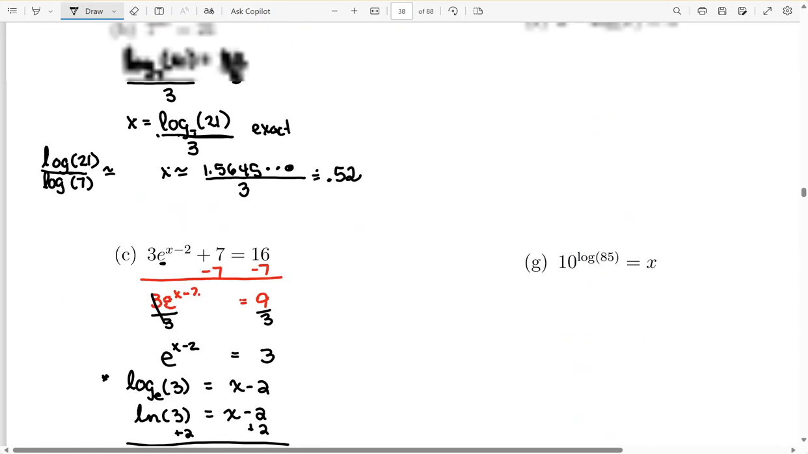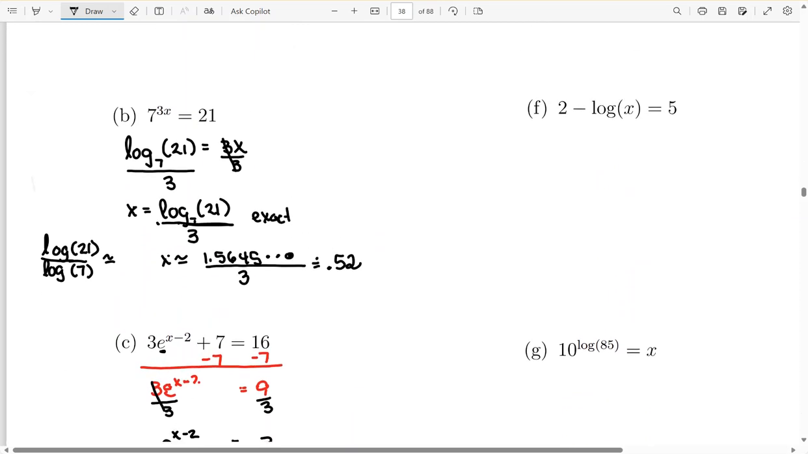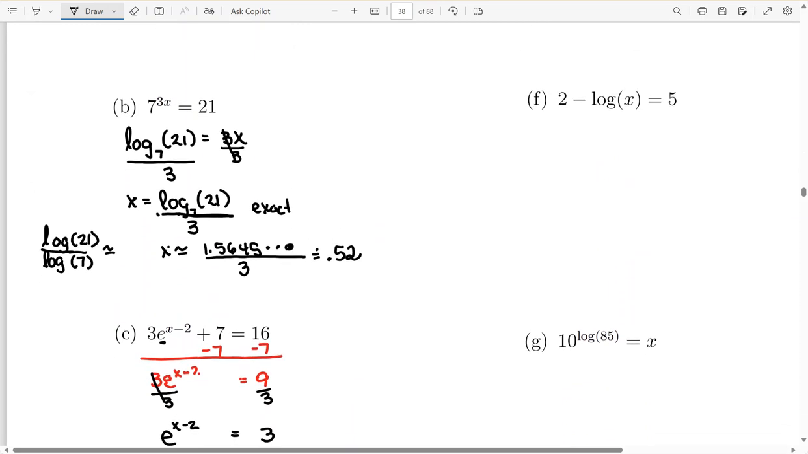Kind of scrolling back up. Letter F is similar to that. We have a logarithm that we need to get by itself, so I'm going to subtract 2 from both sides. But you got to be careful because there's this minus that's coming down with the logarithm. That's like a -1 times that log. To get rid of that -1, I divide both sides by -1. And I have log x equals -3.